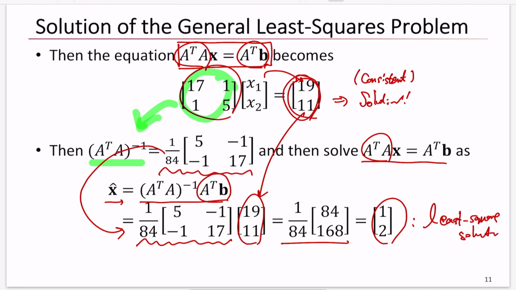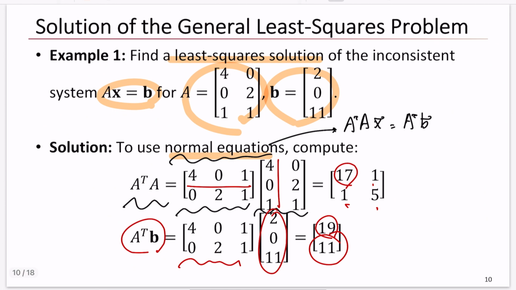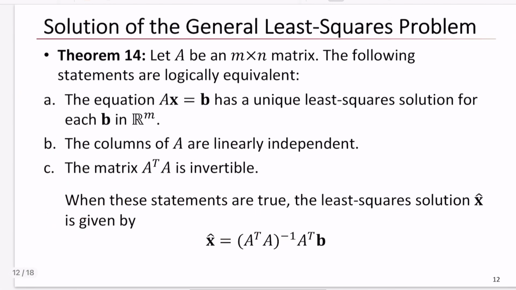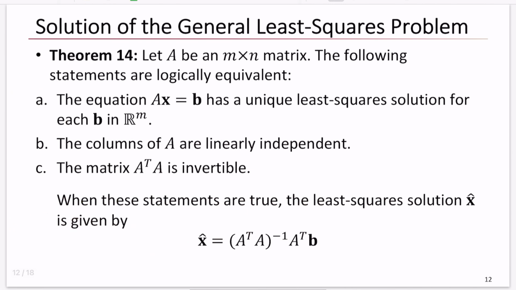Right? Very easy. First of all, this solution does not satisfy the original system, but it is going to be the optimal approximate solution of the system. That's the least square solution. Right, so this is a least square solution.